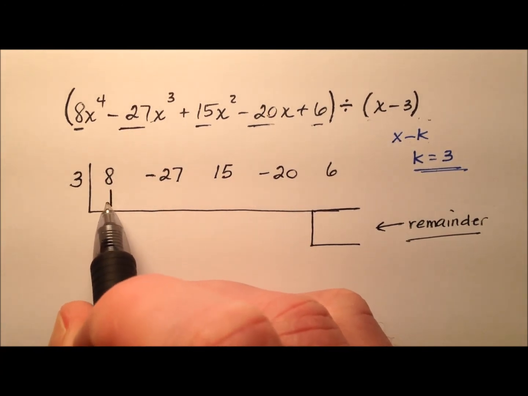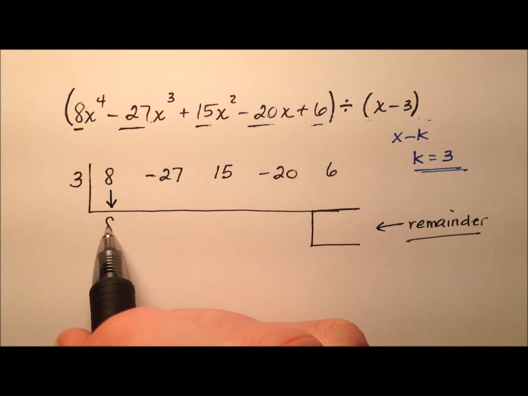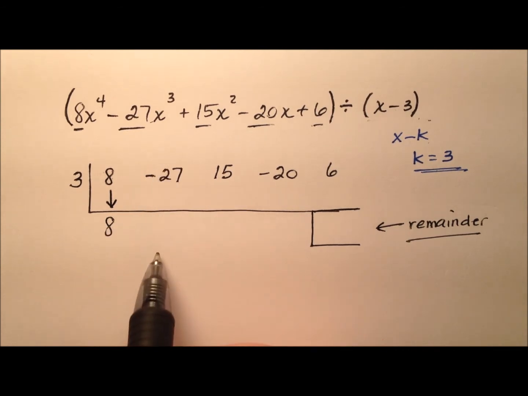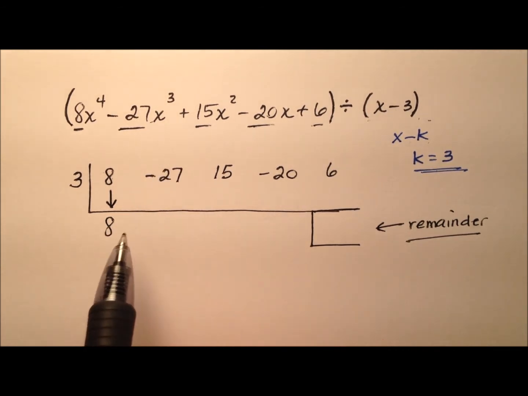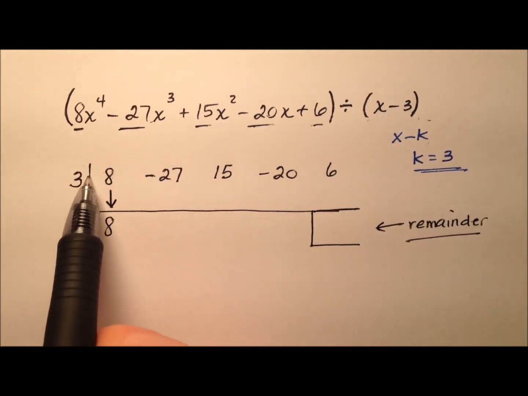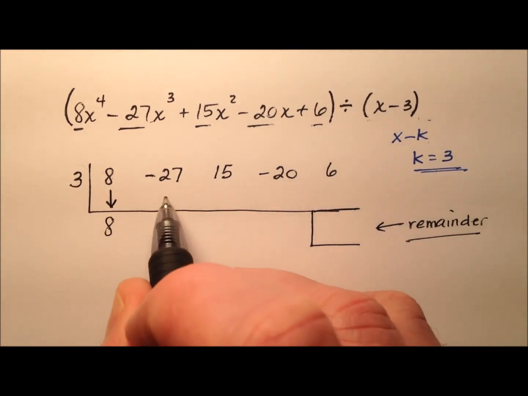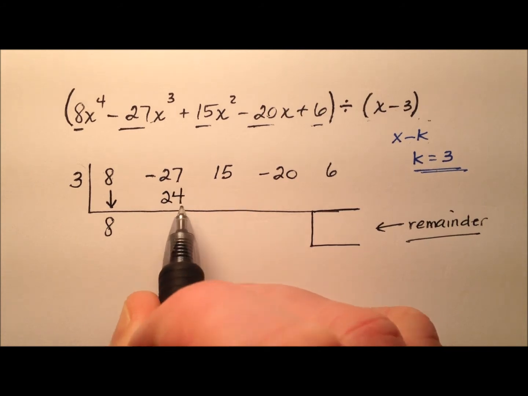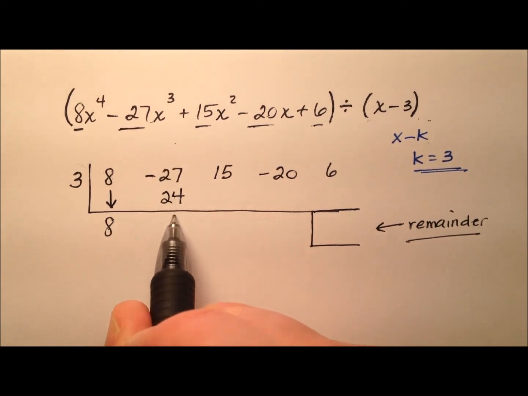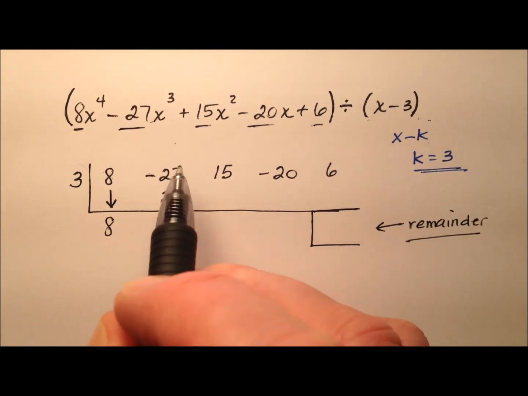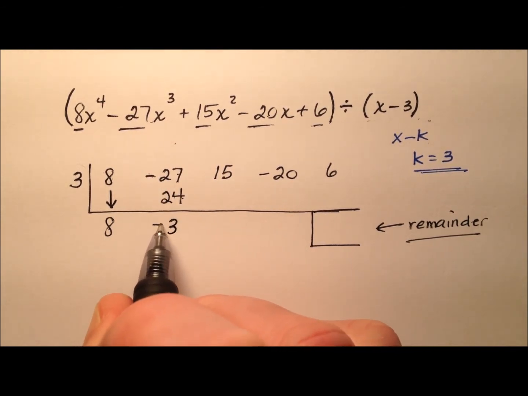I'm going to go ahead and bring down this leading coefficient, so whatever it is, so 8 right there. And now we're going to go through a series of multiplications and additions on these columns. So this 3 is going to keep coming back over and over again. So 3 times 8 is 24, and we're going to go ahead and put that in this open space right there. And then we're going to add these two values in this column. So negative 27 plus 24 is negative 3.